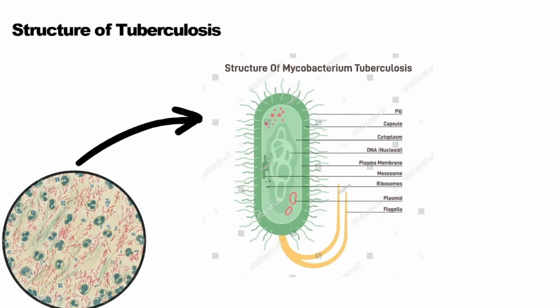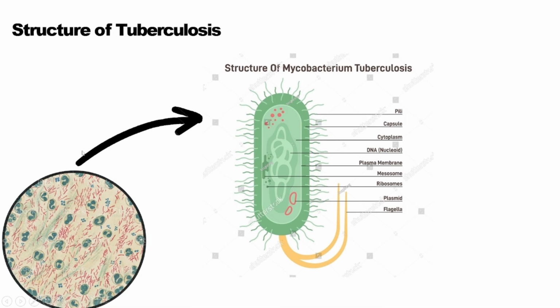In the next slide, there is the structure of tuberculosis. As we all know, Mycobacterium tuberculosis is the bacteria which causes severe infections in humans. Then how does it look? This is the picture of Mycobacterium tuberculosis under the microscope, as you can see in this diagram. These are the rod-shaped bacilli which represent TB.